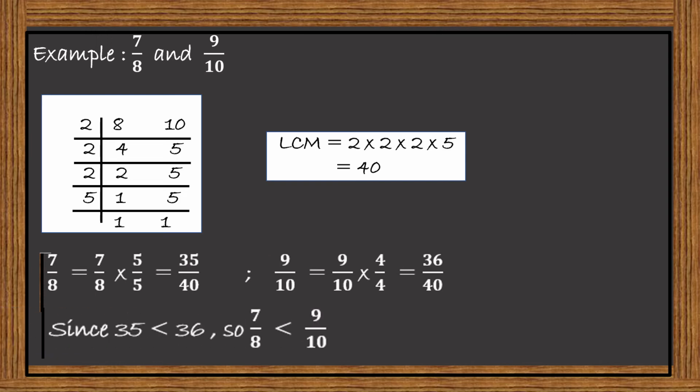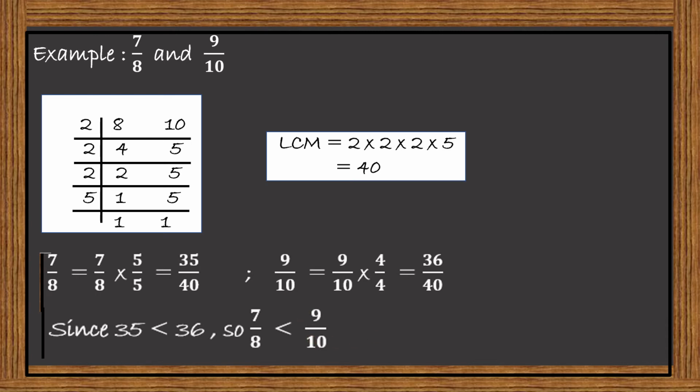So how will we write it down? Since 35 is less than 36, this 35 by 40 is representing the fraction 7 upon 8. Therefore 7 upon 8 is less than this 36 upon 40, and this is representing which fraction? 9 upon 10. That's why we can write down, 7 upon 8 is less than 9 upon 10.